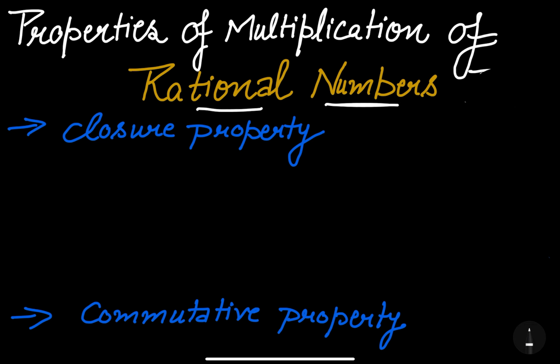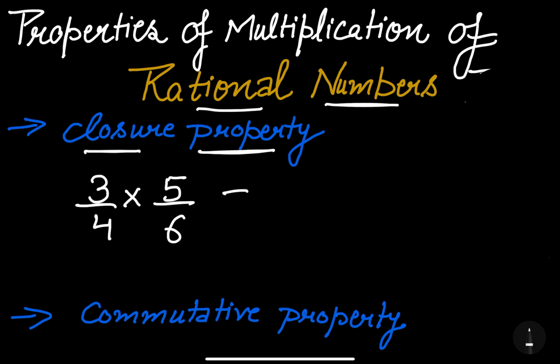This property says if we multiply any two rational numbers, the result which we will get is also a rational number. Okay, so if any two rational numbers are multiplied together, the result is always a rational number. Let's take an example of this closure property. Suppose we have two rational numbers 3 by 4 and 5 by 6. So when we multiply these two rational numbers, what will we get?